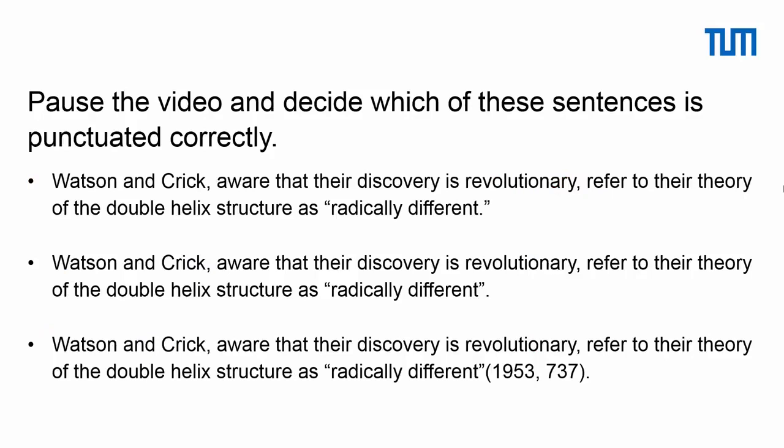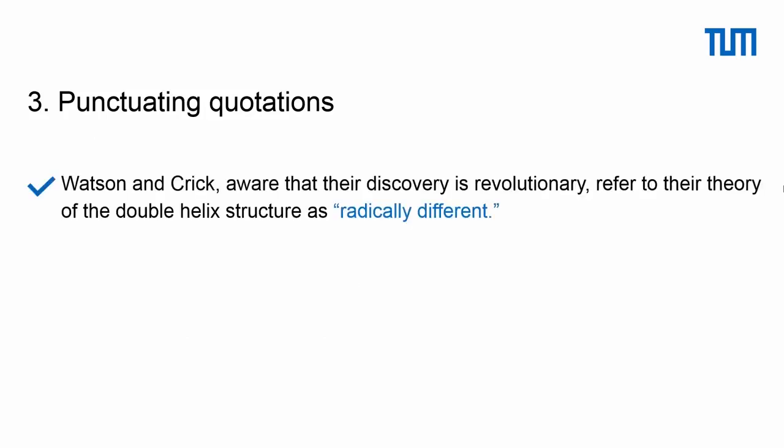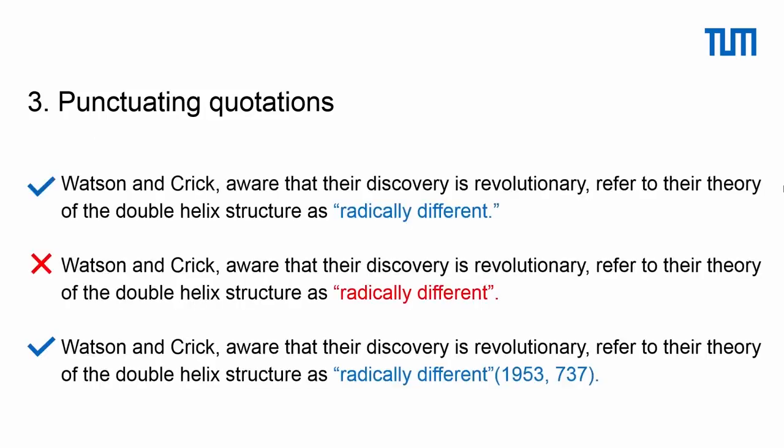Okay, once again, pause the video, decide which sentence is punctuated correctly. Okay, it may take a minute to realize which punctuation mark we're looking at here. The concern here is how to punctuate quotations. So the rule here is that if you don't have a citation for your quotation, then periods go inside the quotation marks. If they have a citation, then the period has to go outside both the quotation mark and the citation. So the middle one is wrong because the period is outside of the quotation marks and there's no citation.